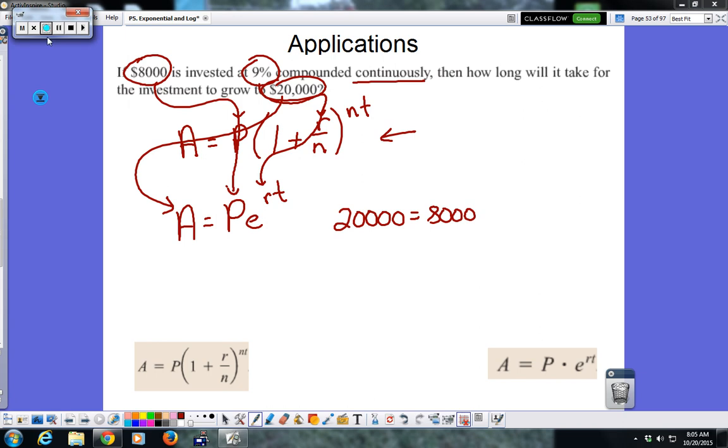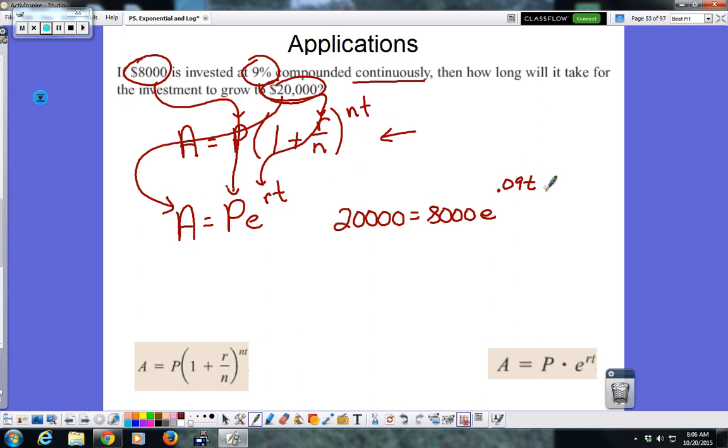So let's see, 8,000 goes to 20,000. E, that number's already plugged in. E is a number. Don't try to plug in something different for it. There's nothing in that problem that you plug in for E. It's 2.718, raised to the rt power, which is 0.09 t. That's the equation you're looking to solve. We just solved one identical to it.